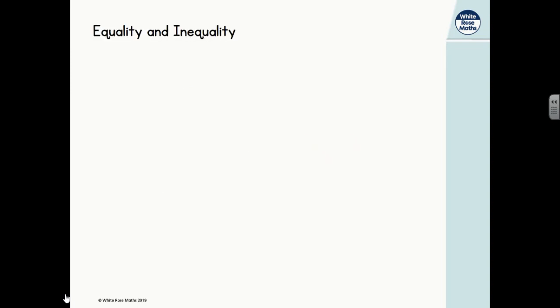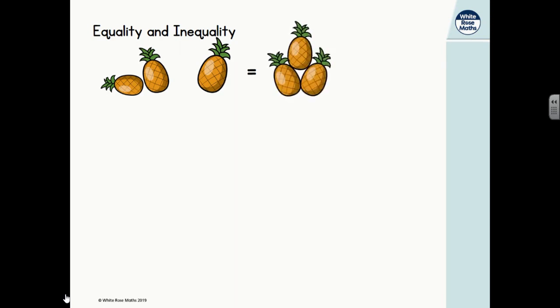We're going to have a quick look at equality and inequality. Equality is shown with our equal sign. Let's have a look. 3 pineapples is equal to 3 pineapples. The pineapples on the right reach higher than the pineapples on the left, but that doesn't matter, does it? Because we're interested in how many, and there are 3 pineapples on the right and 3 pineapples on the left.